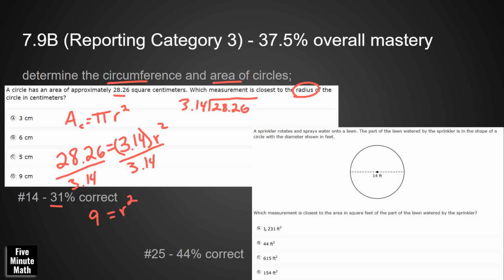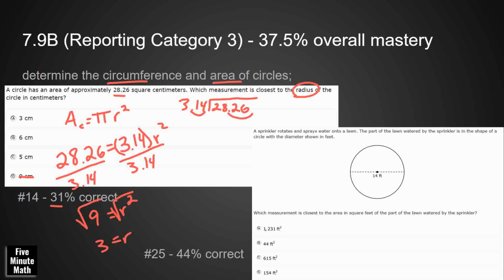So you see where that's problematic, but they could have done that, correct? Then you have this problem. Well, 9 is r squared. Well, that is an option, but that's not the correct answer. Because then I need to think what times itself makes 9, or I could take the square root of both sides. So r is 3.